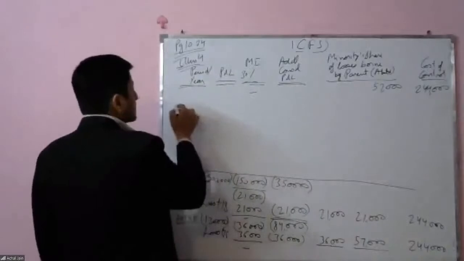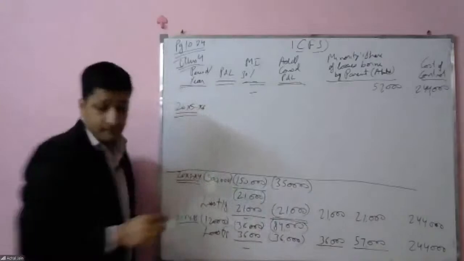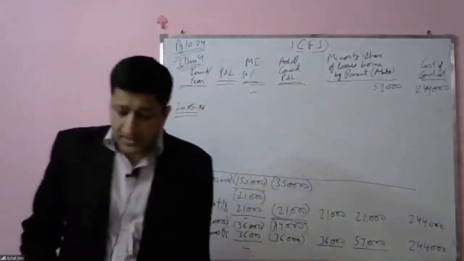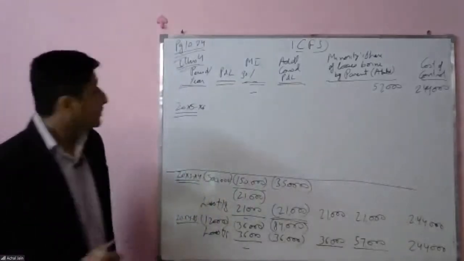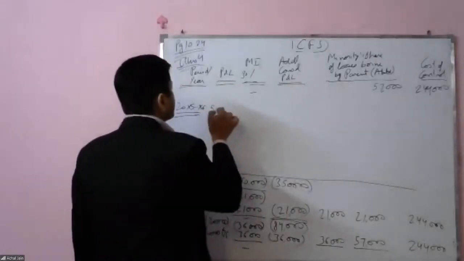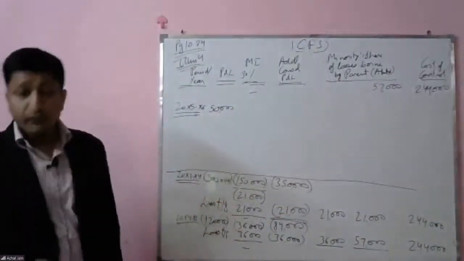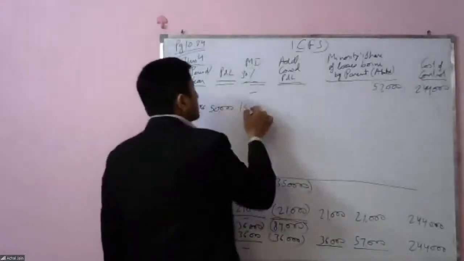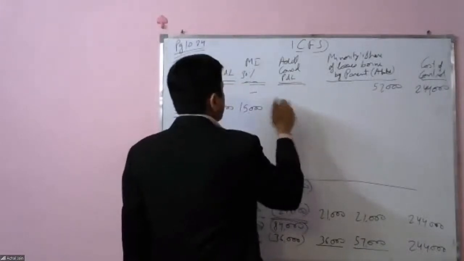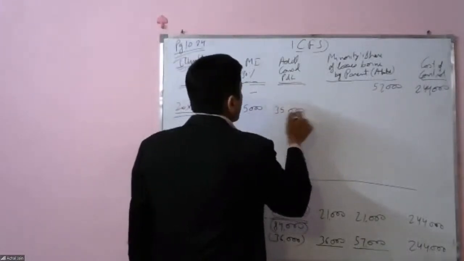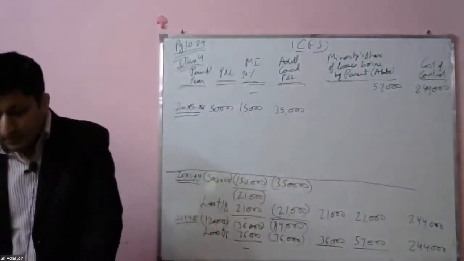Now, in 20X5, X6, the company started generating profits. 50,000 has been the profit. So what will happen? Again, a portion of this will be transferred to minority and majority.